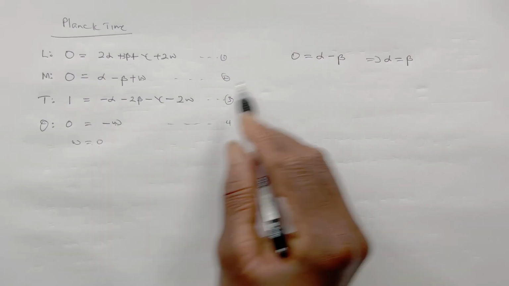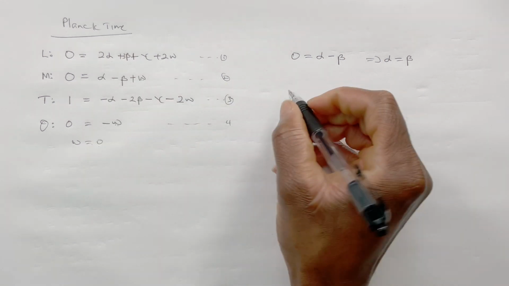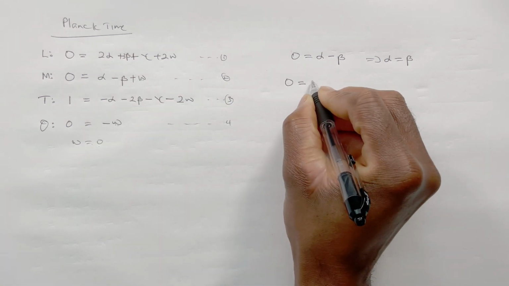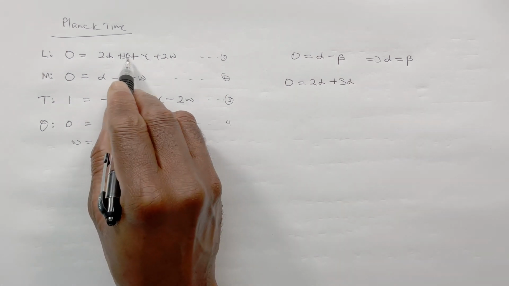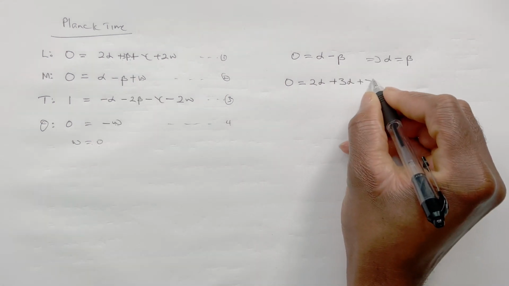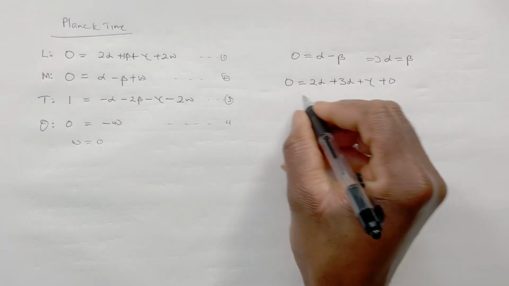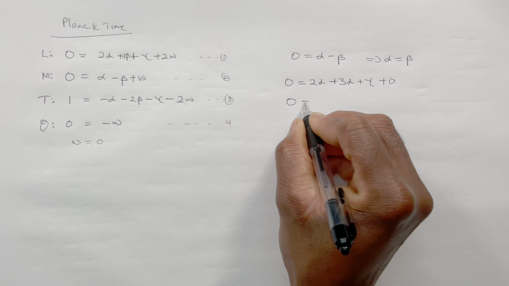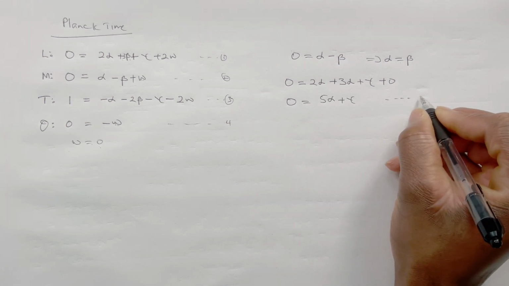I'm going to take those two and put them into the first one here, to get another equation. So that'll be 0 equals 2 alpha plus 3 alpha, because that's 3 beta and beta is alpha, plus gamma plus 0, because omega is 0. So that I need to simplify: 0 equals 5 alpha plus gamma, equation 5.